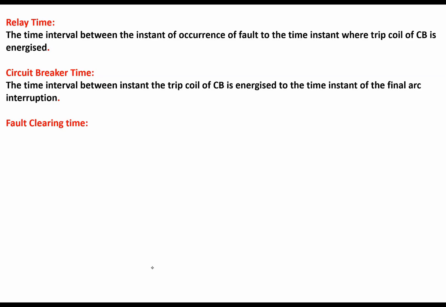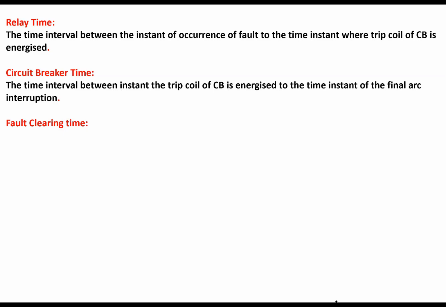So what is relay time? Relay time is the time interval between the instant of occurrence of the fault to the time instant where the trip coil of the circuit breaker is energized. Understand? So in layman's words, it is the time taken by the relay to sense the fault and give a trip command to the circuit breaker.